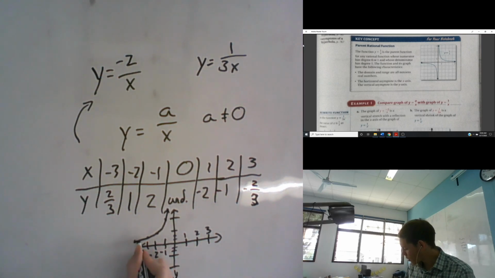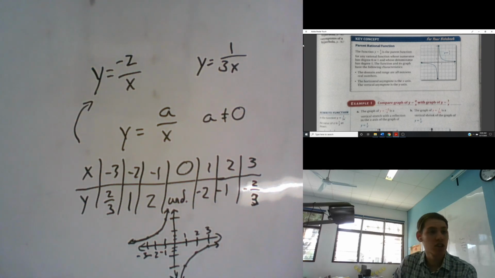Okay? Now, this graph would go like this. And this, same thing. 2, 1, and so you'd get a graph like this. Okay? So just like that, okay? You plot your points and you draw a line through them.